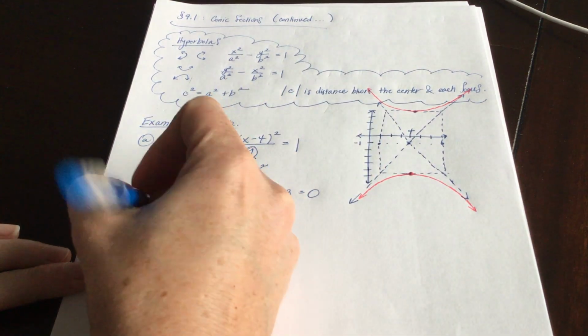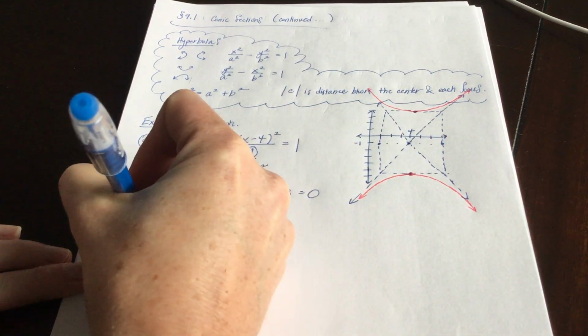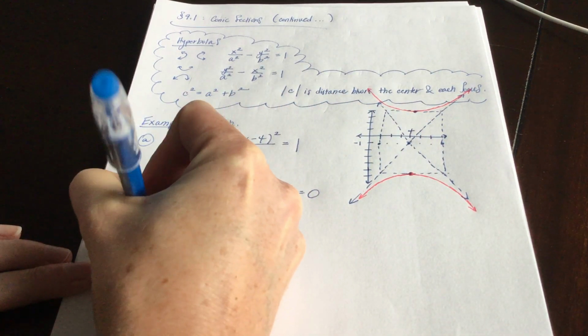So I'm going to go ahead and combine like terms. So 9y squared and 54y. I'm also going to factor the 9 out.